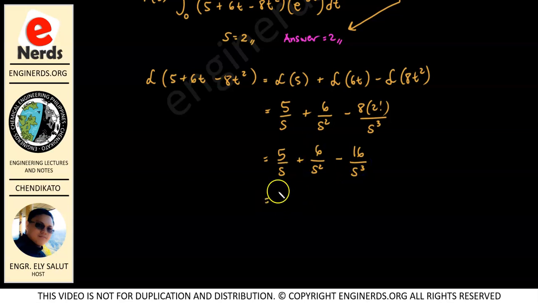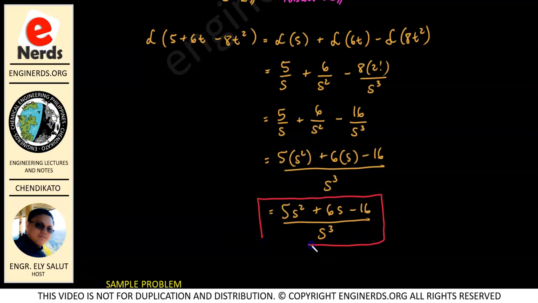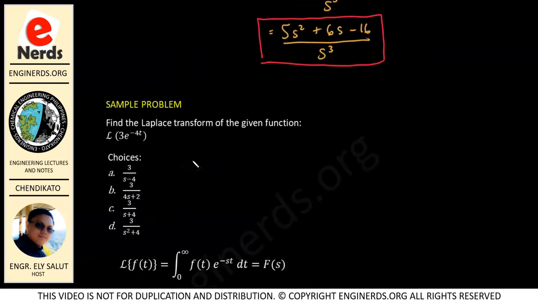So, simplifying this, we will have 5s squared plus 6s minus 16 over s cubed. So, finally, we have 5s squared plus 6s minus 16 over s cubed. Okay? So, this is our final answer dito sa ating question. So, tama rin yung naging sagot natin, ano? So, this is the same as our answer na na-verify natin using the calculator, no? But, to have a clear understanding, let us solve another problem here.